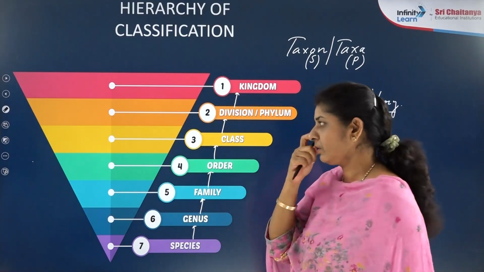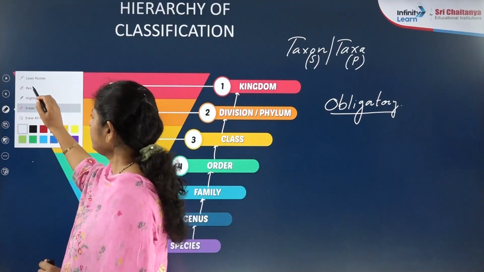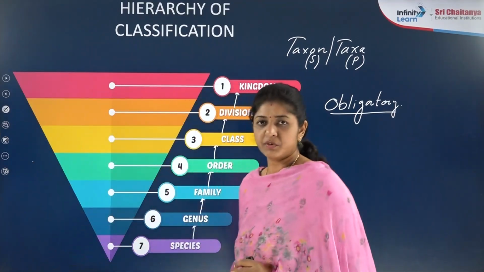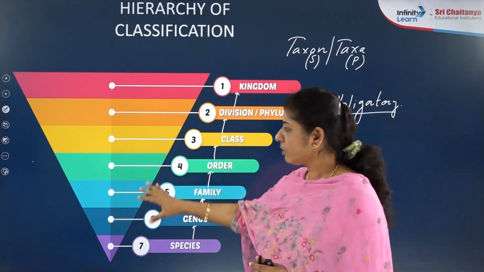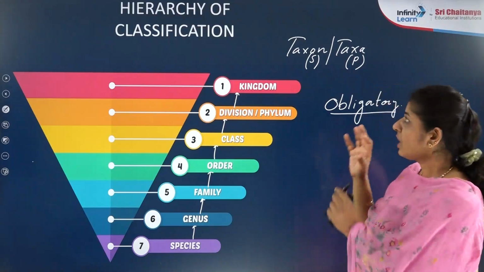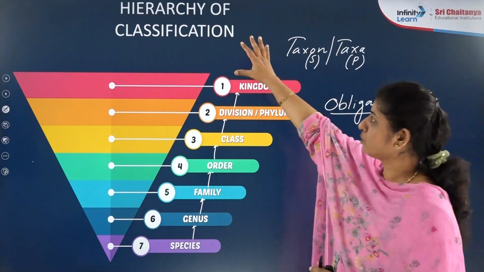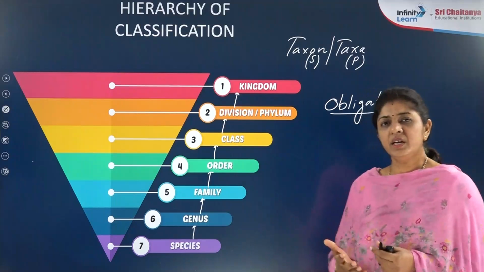So simply, right now we are discussing the ones which are going to be obligatory, meaning compulsory. So how many are there? 7 are there. And this is written in the decreasing order of the number of organisms. Fine. So, hierarchy of classification, I hope the heading is clear to you. Why are we classifying? To make the study easier.